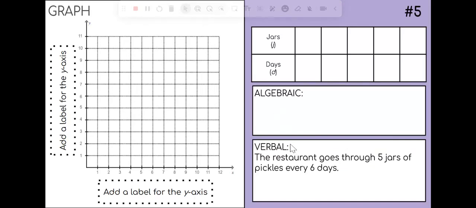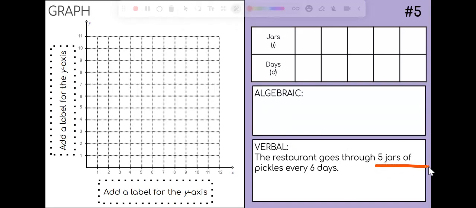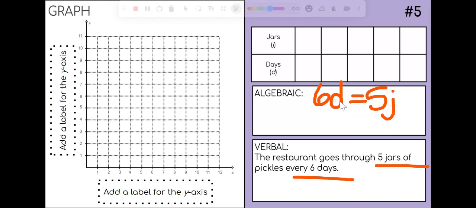All right, number 5. The restaurant goes through 5 jars of pickles every 6 days. This one's a little bit tricky because we're not talking about a single day. We're talking about 6 days. So every 6 days, he goes through 5 jars of pickles. Now, this is not y equals mx. This is 6y equals 5x, if we're talking about our variables y and x. We want y equals mx.